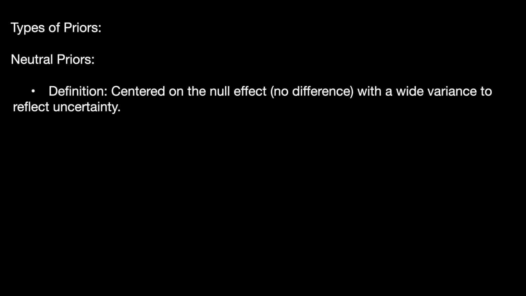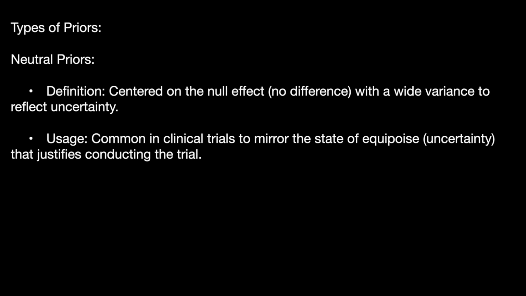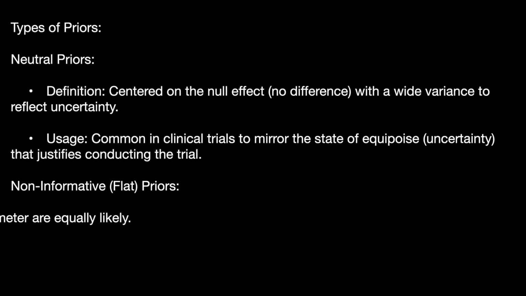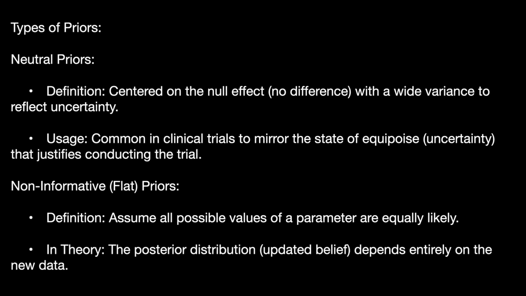The types of prior. The most common one is the neutral prior, which is centered on the neutral effect, that is no difference, with wide variance to reflect uncertainty. It is common in clinical trials to mirror the state of equipoise that justifies conducting the trial, of course. You can also have non-informative priors, which are extremely flat. Since you have no information, your center is somewhere around the null effect, but the uncertainty is quite broad. So you have flat curves. It assumes all possible values of a parameter are of equal likelihood. In theory, the posterior distribution depends entirely on the new data, not on the prior.